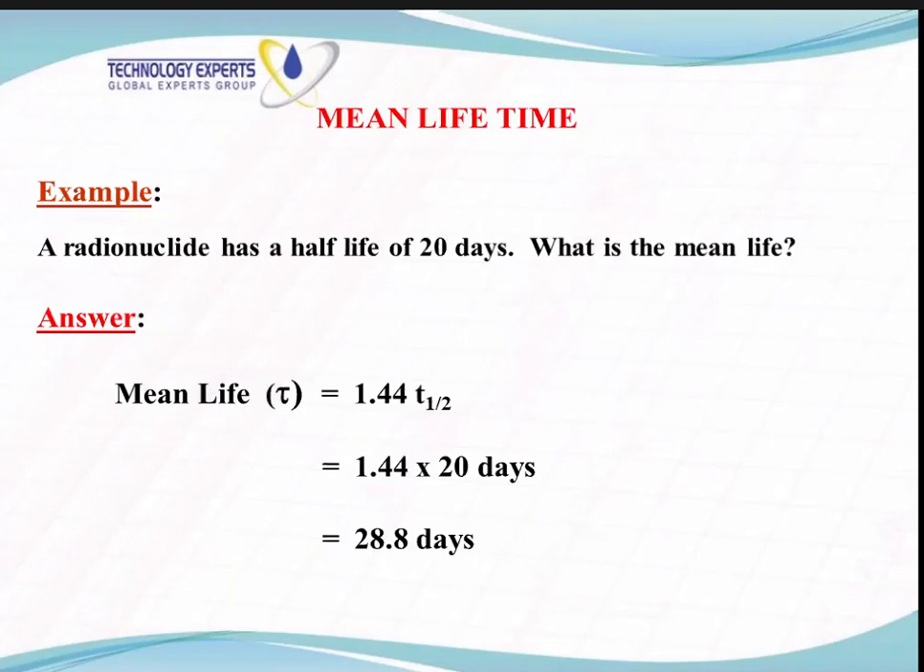Okay, so now let's take an example. A radionuclide has a half-life of 20 days. Each 20 days, the activity is reduced by half. Now, calculate the mean life. Mean life is 1.44 T half. Multiply 1.44 by 20 days, it gives you 28.8 days.